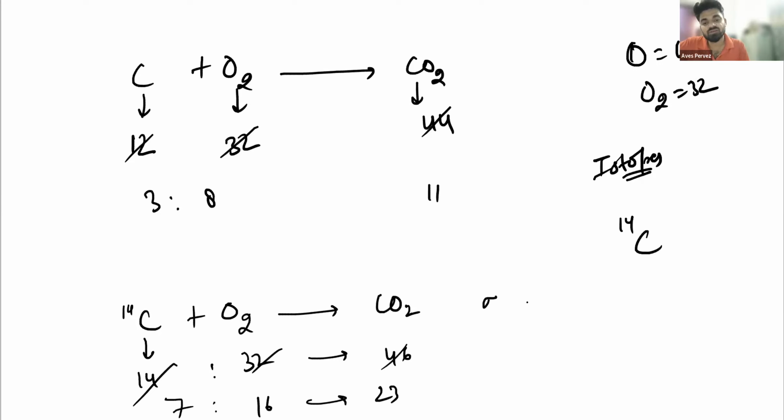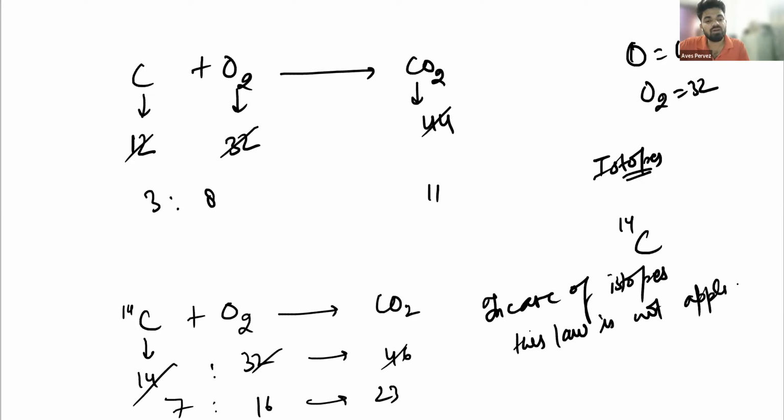So in case of isotopes, this law is not applicable. Okay. Note it down. Law of definite proportion is not applicable in case of isotopes.